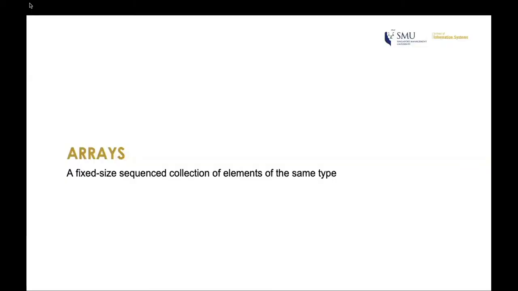Now, when we talk about arrays, we have several concepts in mind. Arrays are defined as a fixed size sequence collection of elements of the same type. So: fixed size, sequence, same type. And this has implications in terms of the way that we store arrays as part of our computers, right? And why is it a fixed size sequence collection of elements of the same type?